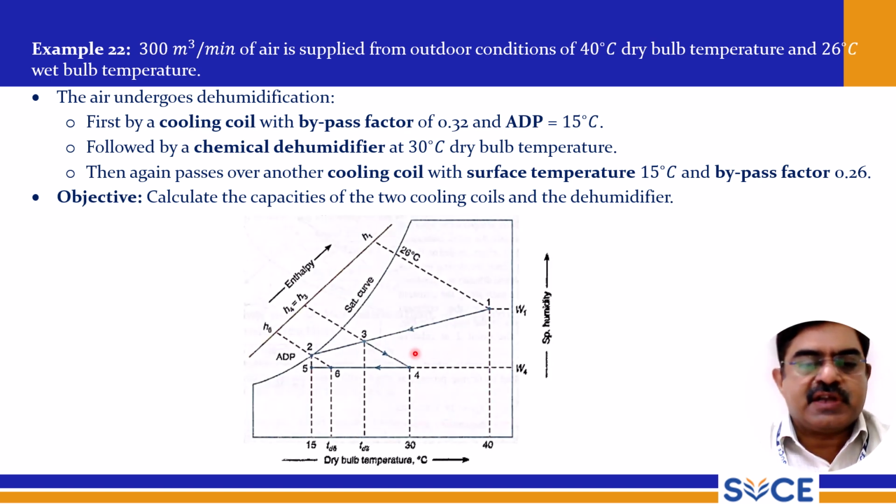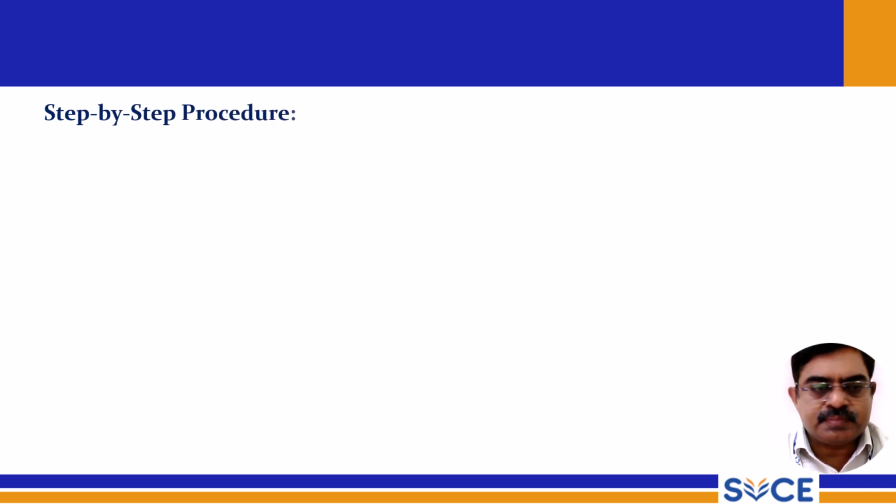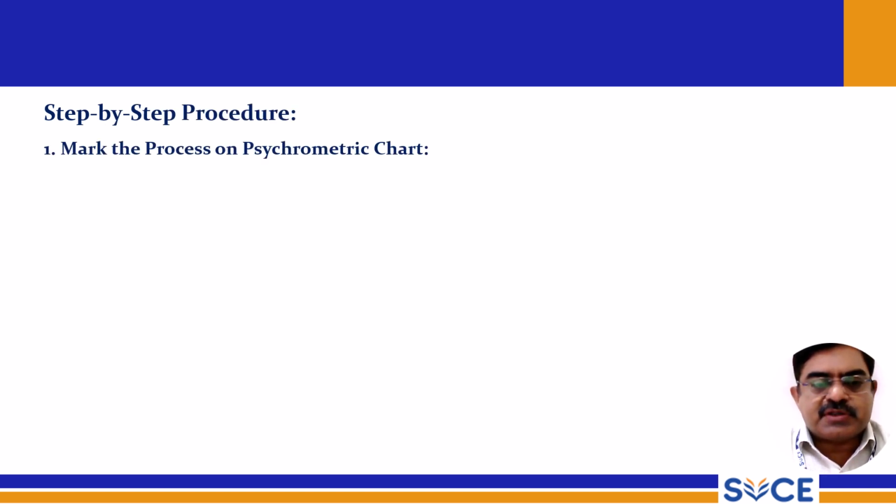So this is the process, the entire process is happening here. This is 1 to 2, in between we have 3, and 3 is projected here, and 4, 5, 6. So this is the entire process. For this we have to find all the cooling capacities, that is the capacities of two cooling coils and the dehumidifier. Once you get these values, you can easily solve this from the psychrometric chart.